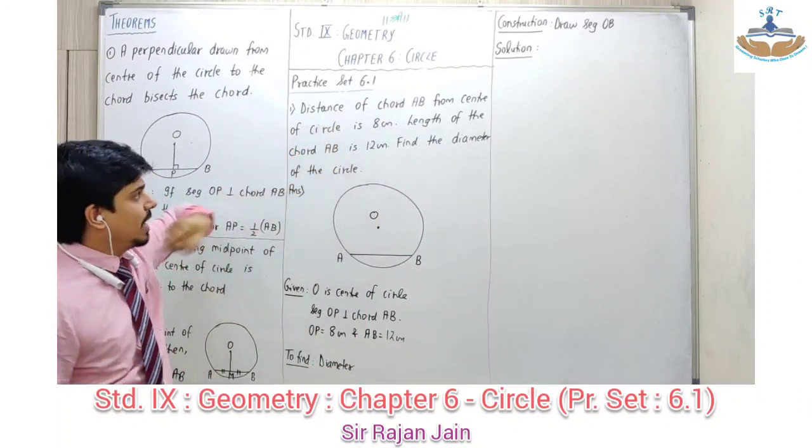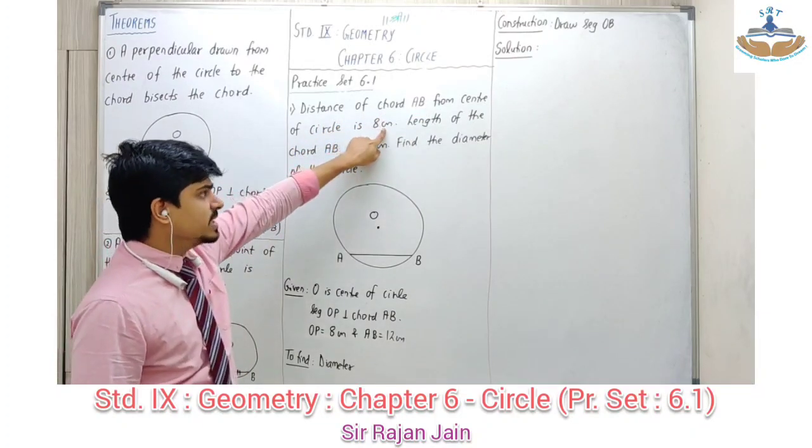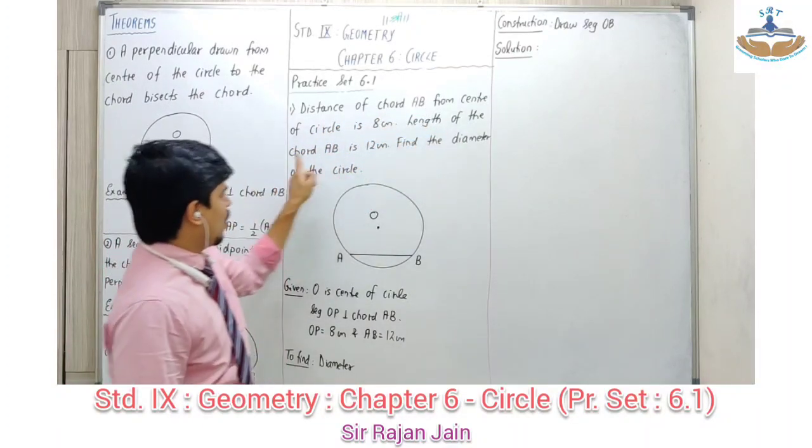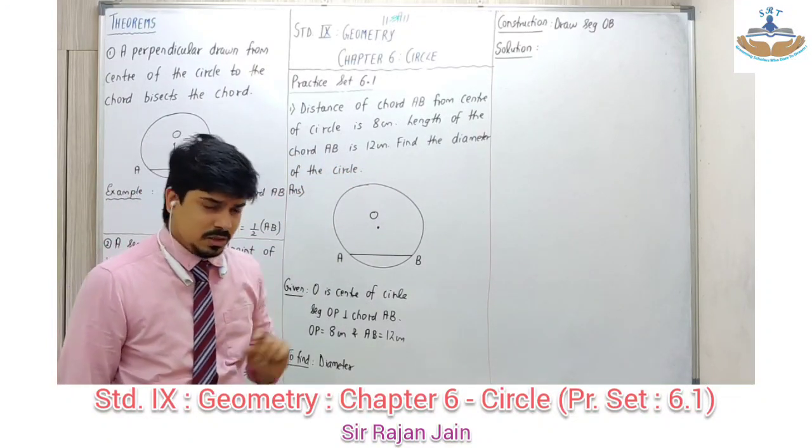This is your question number 1. Distance of chord AB from center of circle is 8 cm. Length of chord AB is 12 cm. Find the diameter of the circle.